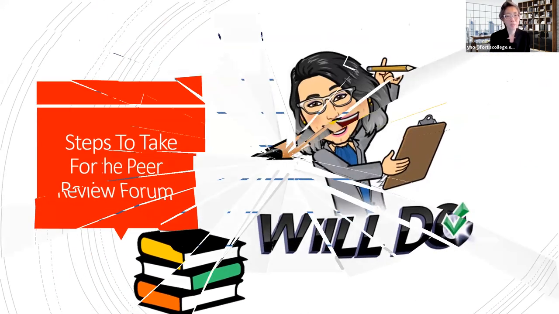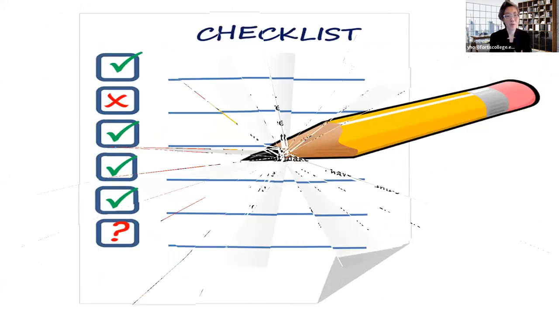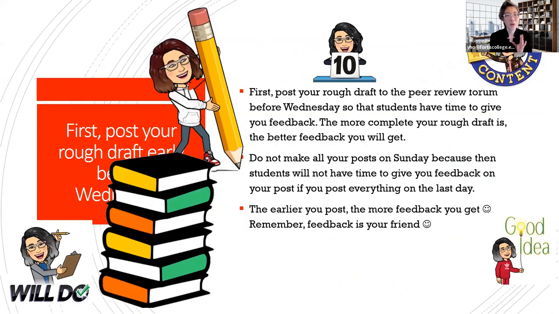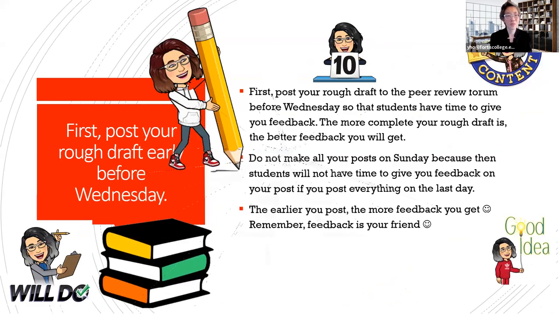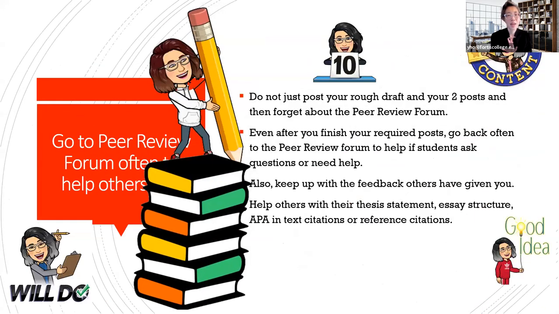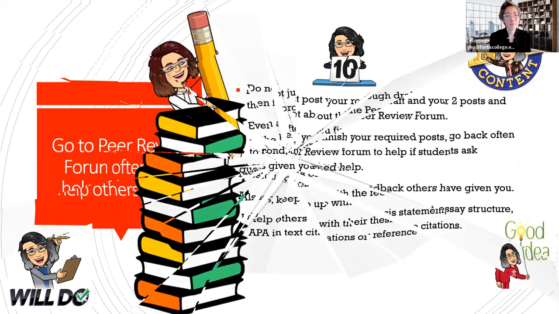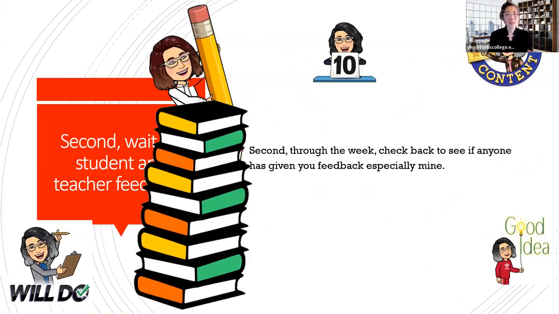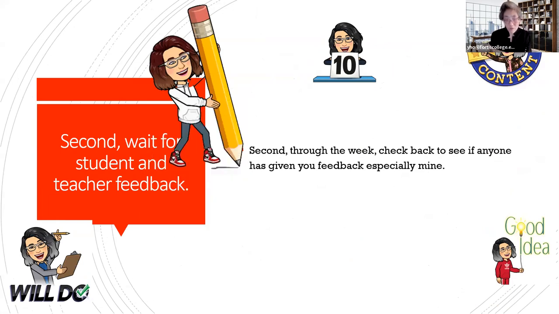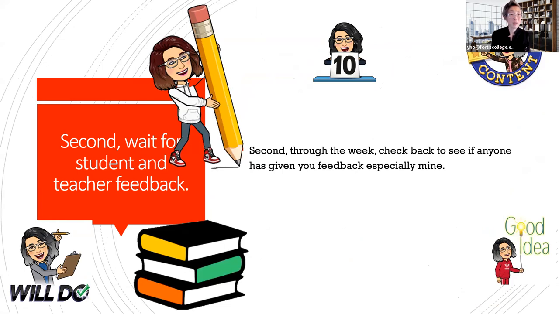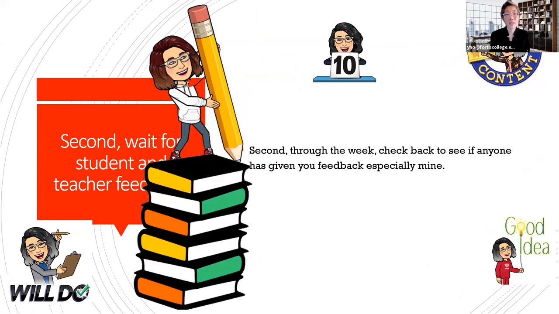And then what you're going to do for your peer review week: post early so that everybody has a chance before Wednesday to read your paper. Then you have until Sunday to give feedback to other people's papers. And then wait until you get a lot of feedback, and then go back to the forum to include the feedback and critiques, especially if I critique your paper and point out all your mistakes also. So you need to go back to the forum.